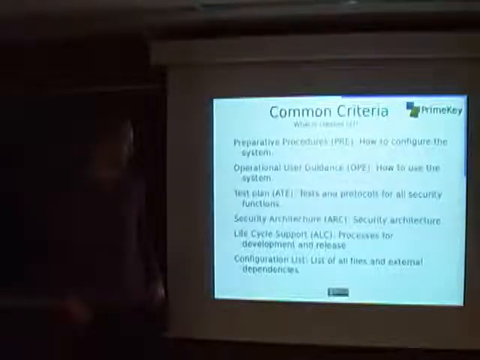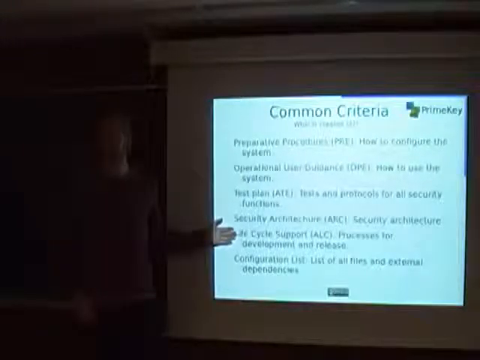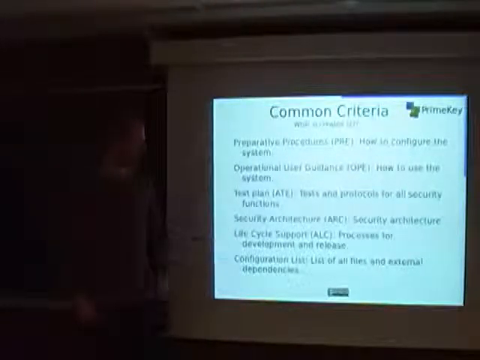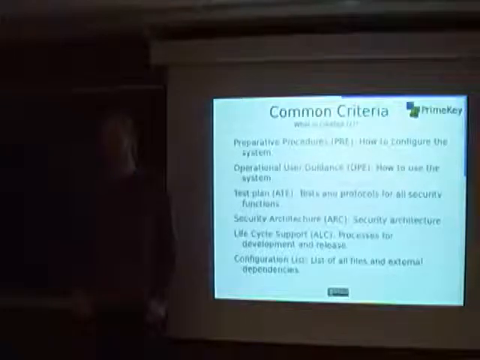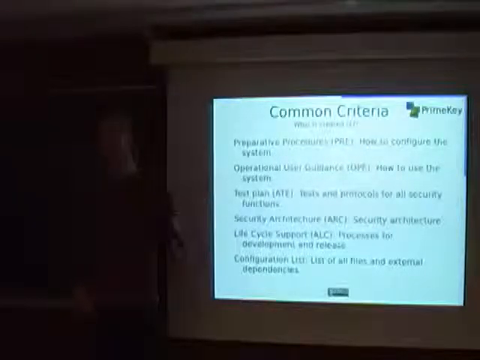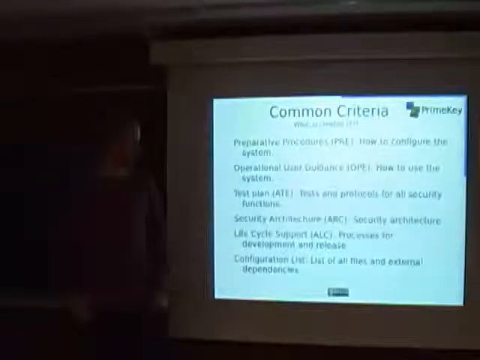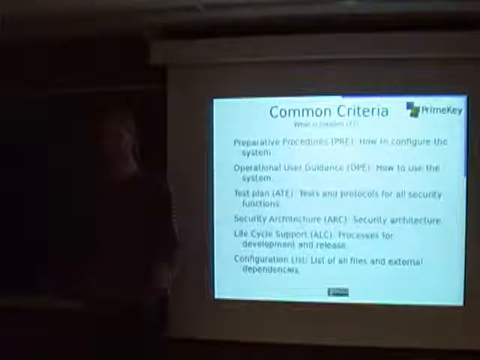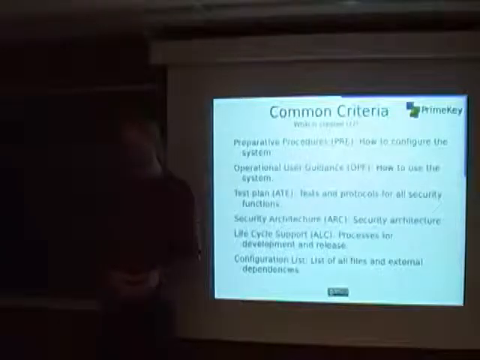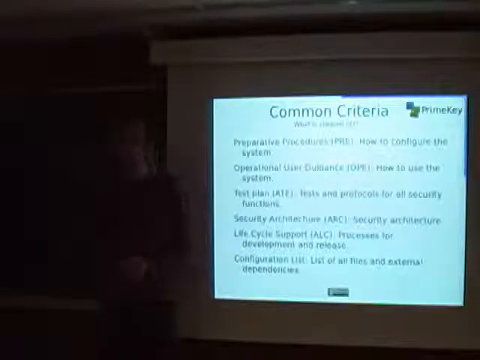Something called lifecycle support, which is probably the document that affects your open source project the most. So we'll talk a lot about this. That defines the processes for development and release, and how you, for example, accept flaw and issue reports from users if the user finds a security problem, how you receive it and handle that. And also configuration lists of all files and external dependencies if you use other libraries like Apache libraries, etc. You have to document these as well. So that was only 2 pages of different documents that you have to create during the evaluation period.